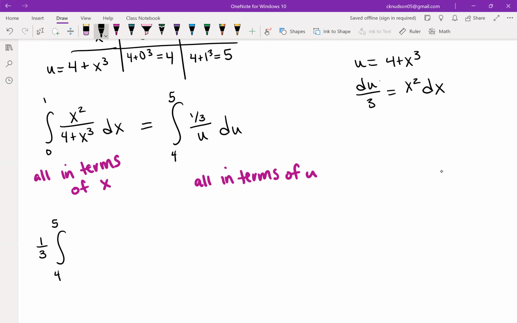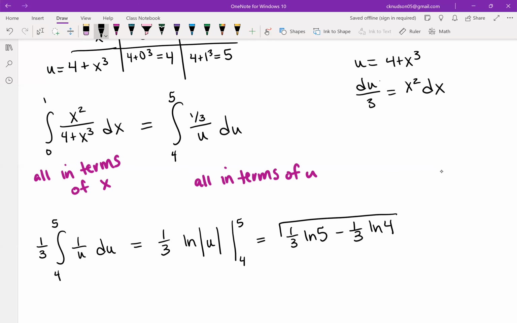If we want, we can pull that 1/3 out in front just to get it out of the way so that we can see that we now just have the integral of 1 over u du. And we know that the antiderivative of 1 over u is the natural log. So we have 1/3 natural log of u plus our constant, except we're going to evaluate at our bounds, which are 4 and 5. So we get 1/3 natural log of 5 minus 1/3 natural log of 4 as our final answer.